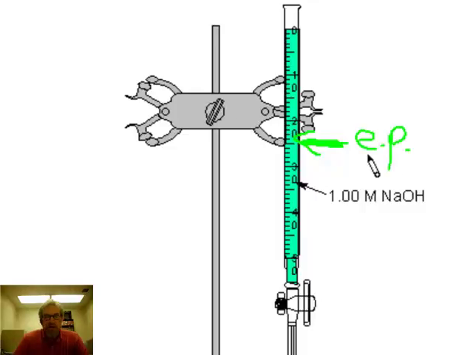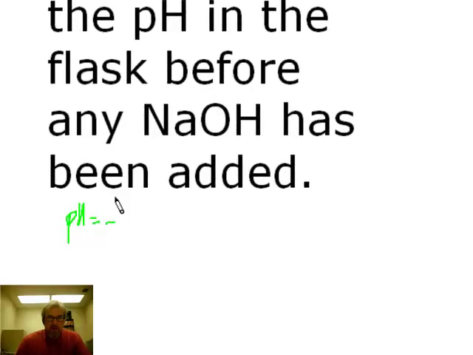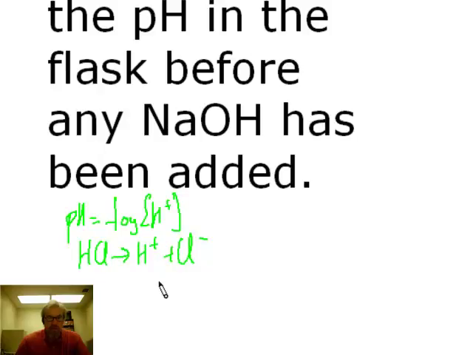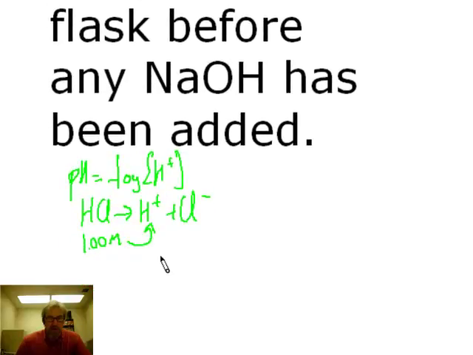Well, this first question is asking us to calculate the pH in the flask before any NaOH has been added at all. Let's do it. pH is, by definition, minus the base 10 logarithm of the H plus concentration. HCl dissociates this way. HCl makes 1 H plus and 1 Cl minus. So whatever the concentration of the HCl is, which is 1.00 molar in this case, that's also the concentration of the H plus. So the pH is minus the base 10 logarithm of 1.00.